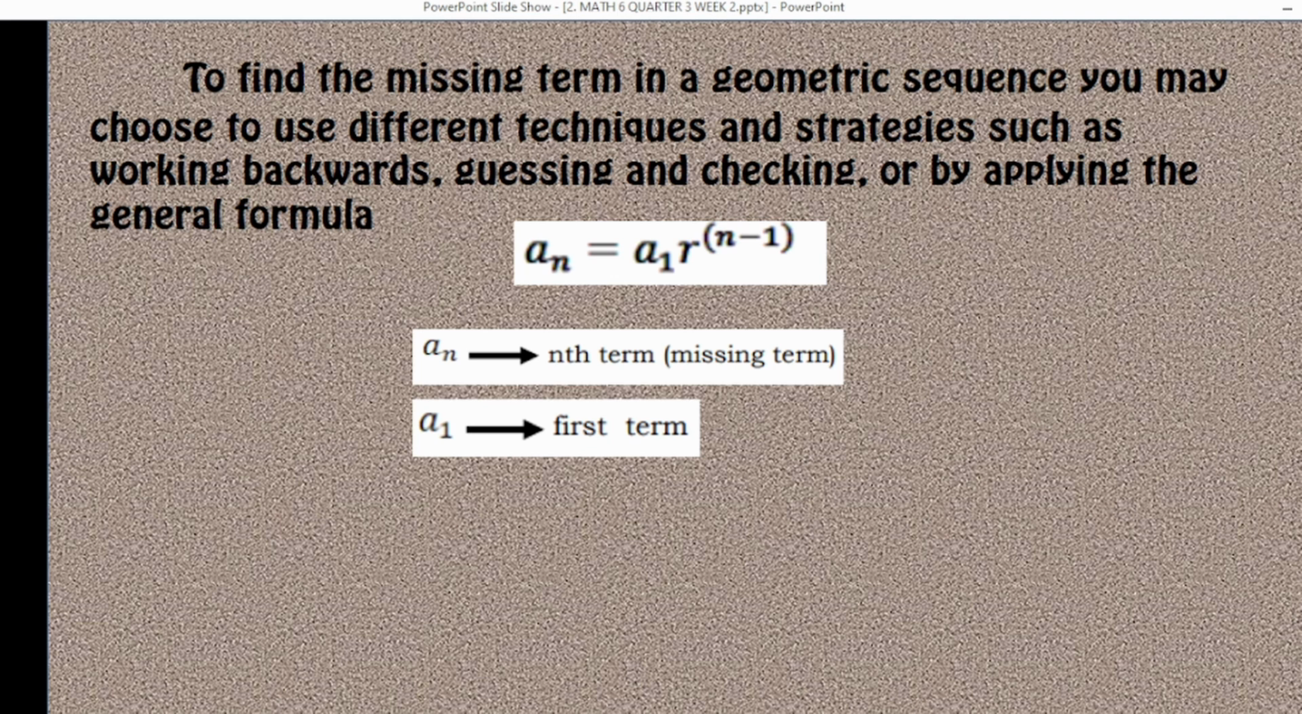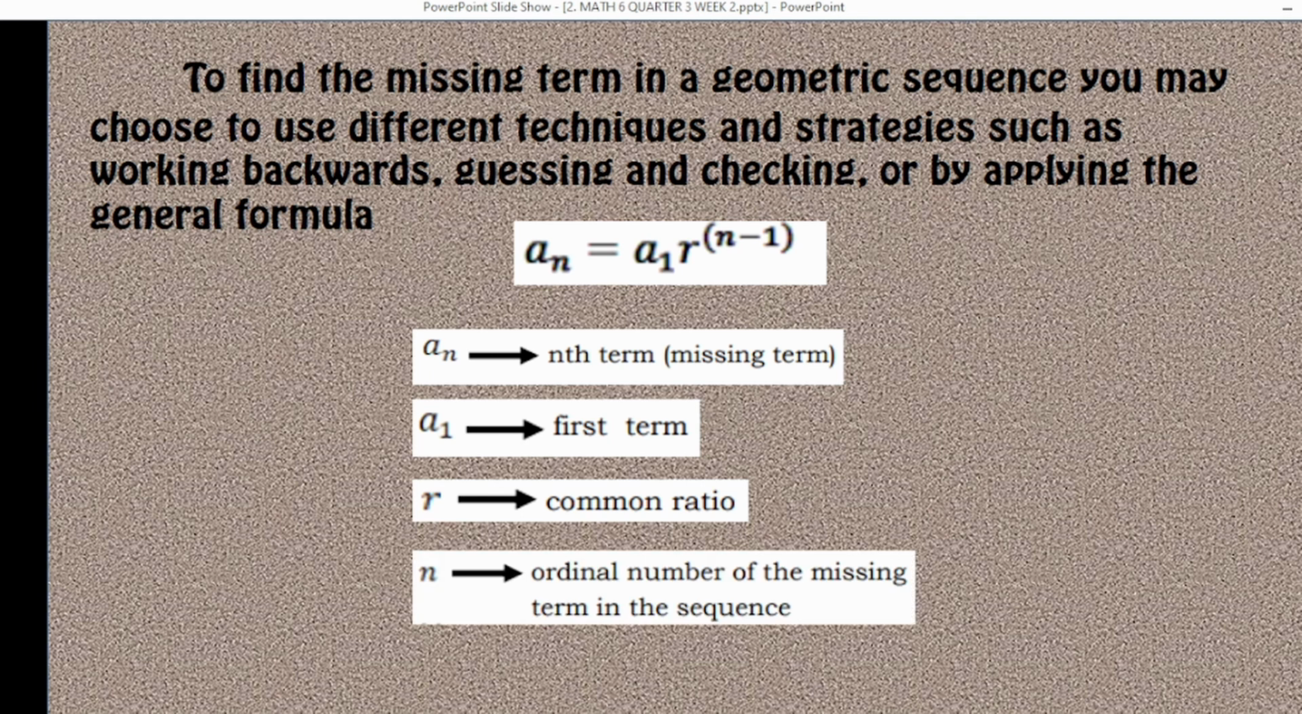A1 is equal to first term. So yung unang-unang number na given, yun yung A1. R is the common ratio, kagaya ng example na binigay ko sa inyo kanina, kung saan yung mga number ay minultiply sa isang number na yon, yun ang tinatawag na common ratio. And n is equal to ordinal number of the missing term in the sequence. Kung pang ilang number yung hahanapin natin or nawawalang number, yun naman ang n.